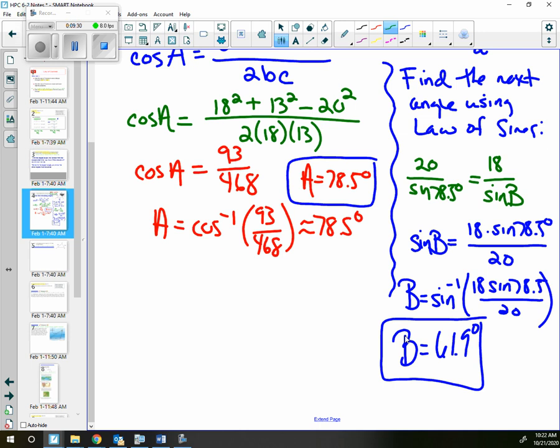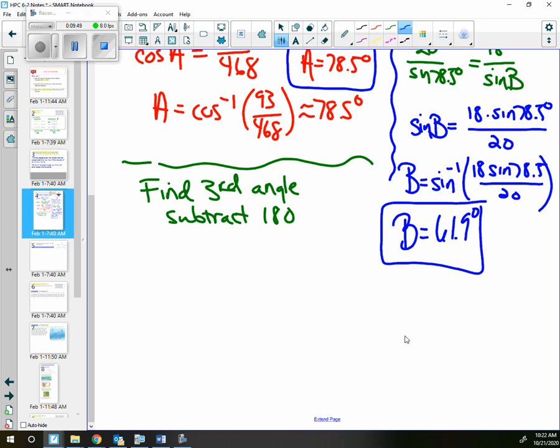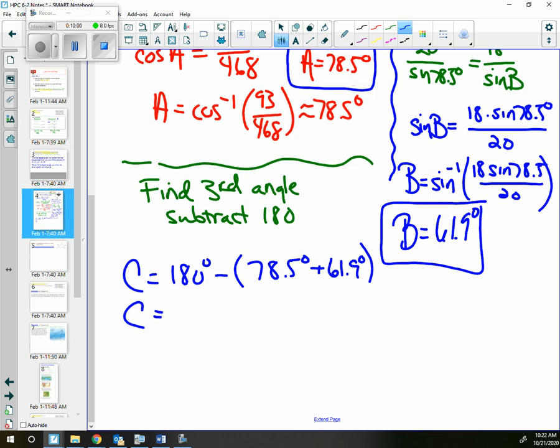So how do I find the last angle? Well, don't you already know the other two? For sure. So how do you find a third angle in a triangle? What do they all add up to? 180 degrees. So to find the third angle, we just subtract the other two angles from 180. That third angle is always going to be a pretty quick calculation. So we take 180 degrees minus our other two. Again, I'm just going to use the rounded versions here, which is totally fine. So angle C is 39.6. Let me double check my arithmetic there. I think that looks good.